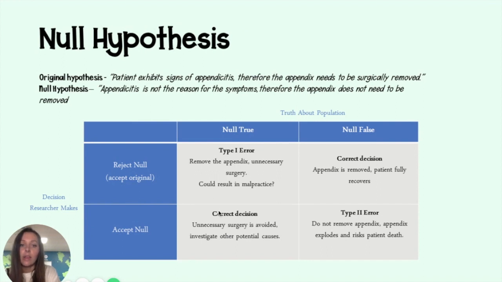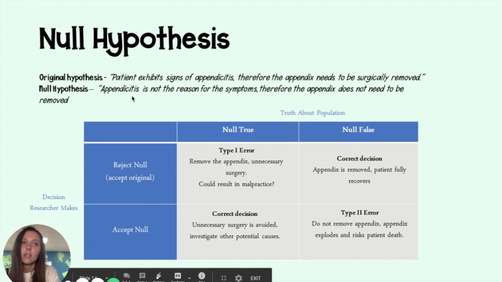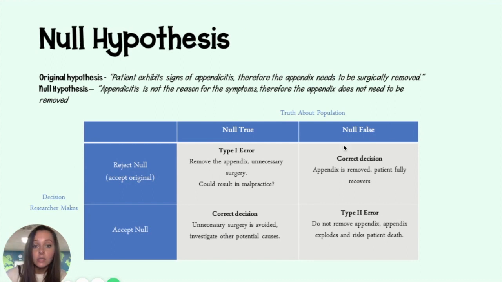However, if we accept the null hypothesis and say, oh yeah, I don't think appendicitis is the reason for the symptoms, we don't need to remove it, and then we figure out that's false, well then you don't remove the appendix, it bursts, the person dies in 24 hours. That's not good, right? So we have to look at both hypotheses and figure out if we're going to reject one and if that's true or false.